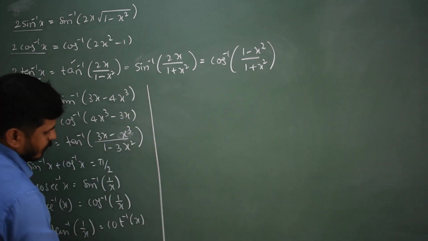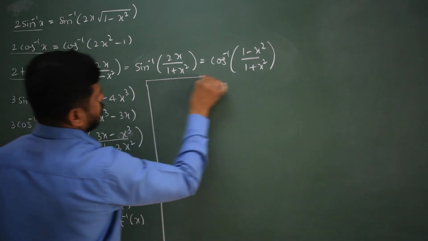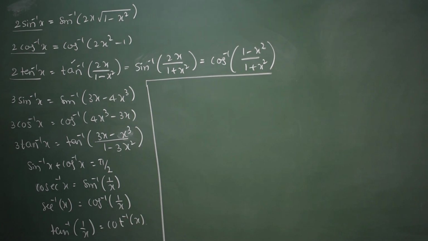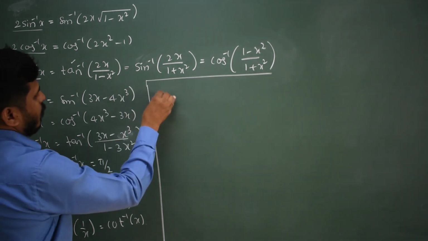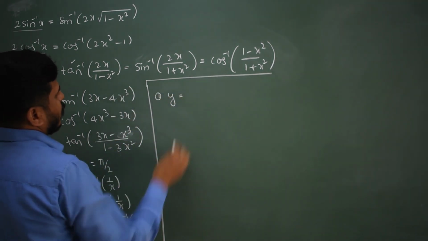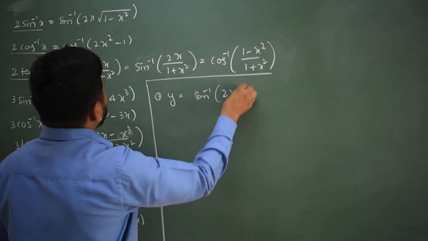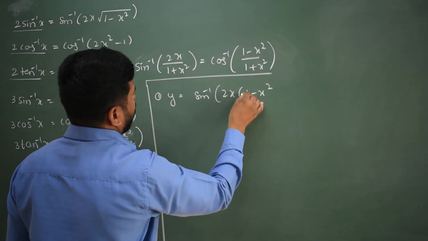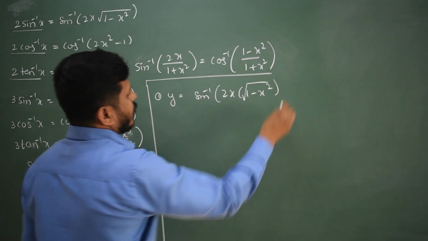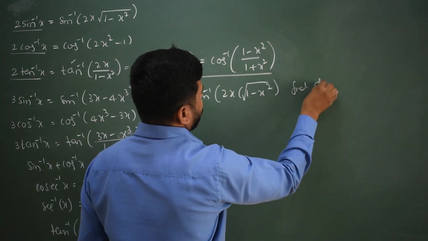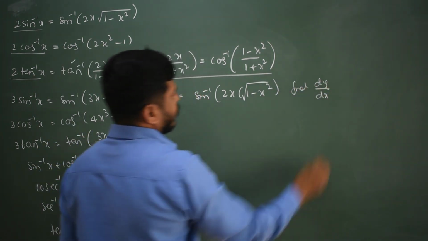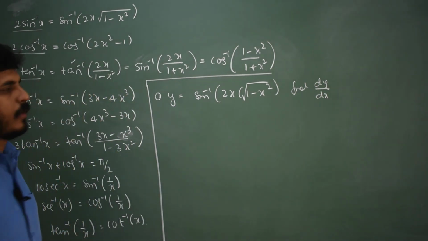Using this we can differentiate inverse trigonometric functions using the basic formulas. Higher level problems we will do later. Say for example y is equal to sin inverse of 2x into under root of 1 minus x square. Find dy by dx, or differentiate the following.